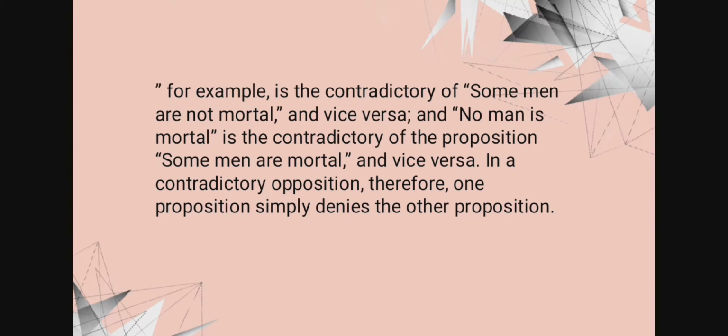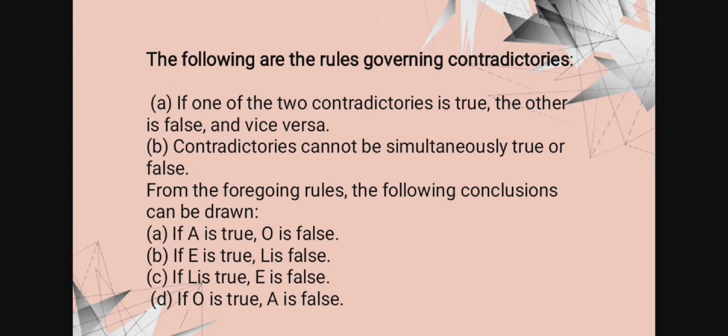In contradictory opposition, one proposition simply denies the other proposition. This means that contradictories cannot be both true or false at the same time. The following are the rules governing contradictories. Letter A. If one of the two contradictories is true, the other is false.